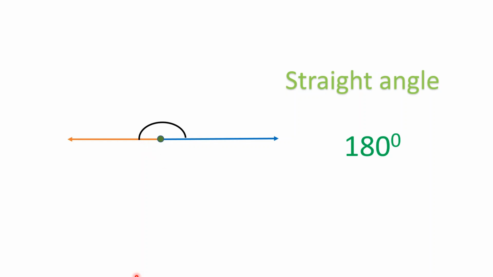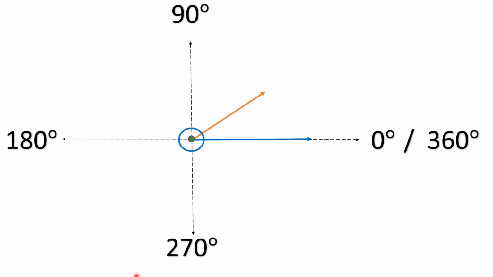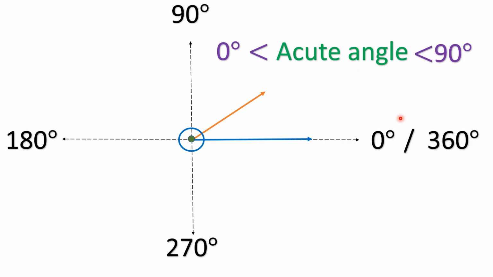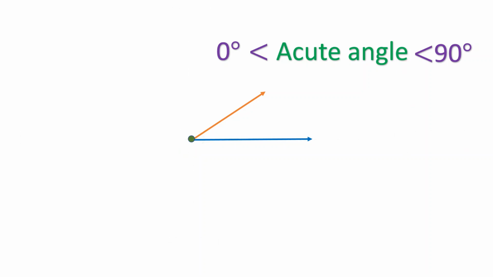Let us change the position of the terminal arm again. Here you can see that terminal arm is placed between 0 degree and 90 degree. The angle so formed is known as acute angle. Measure of acute angle is always greater than 0 degree and always less than 90 degree. So any angle between 0 degree and 90 degree is an acute angle. It looks like this.